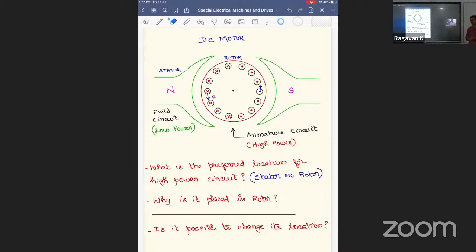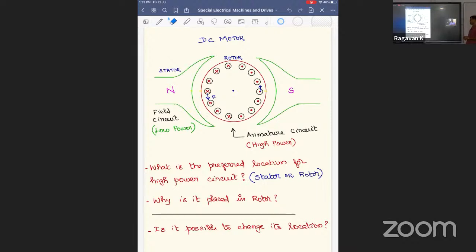Whether it is a transformer or rotating machines, in all we have two electrical circuits. Out of these two, the field circuit is the low power and the armature circuit is the high power. The preferred location for the high power circuit is stator or rotor? Generally, most of the time the first option will be the correct option, stator. Why is it the preferred location? Because the cooling will be better and the machine will live longer.